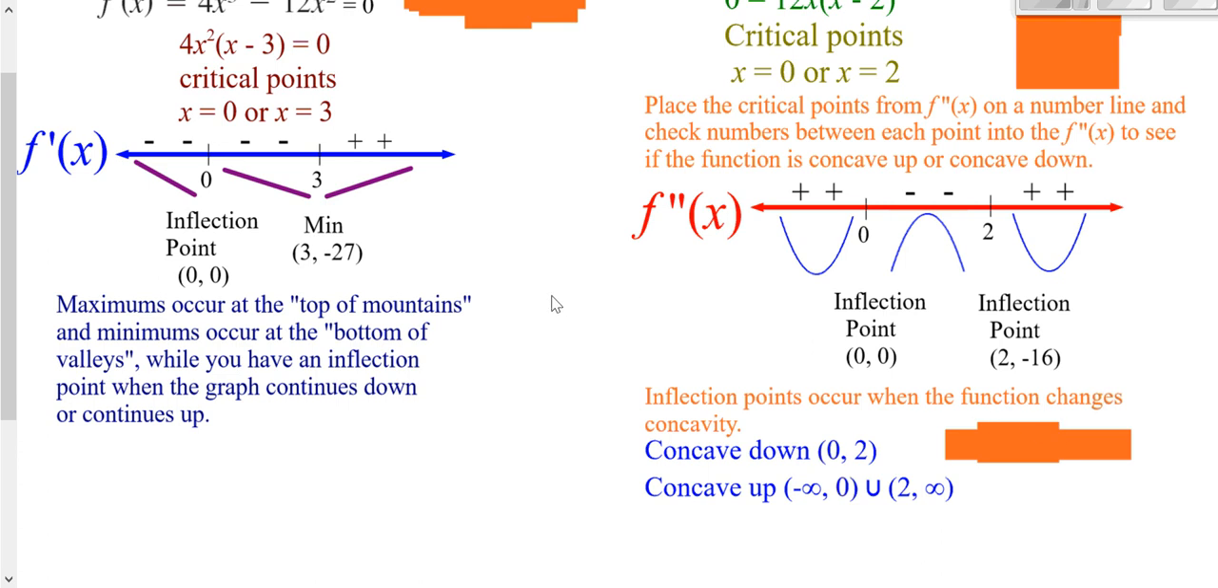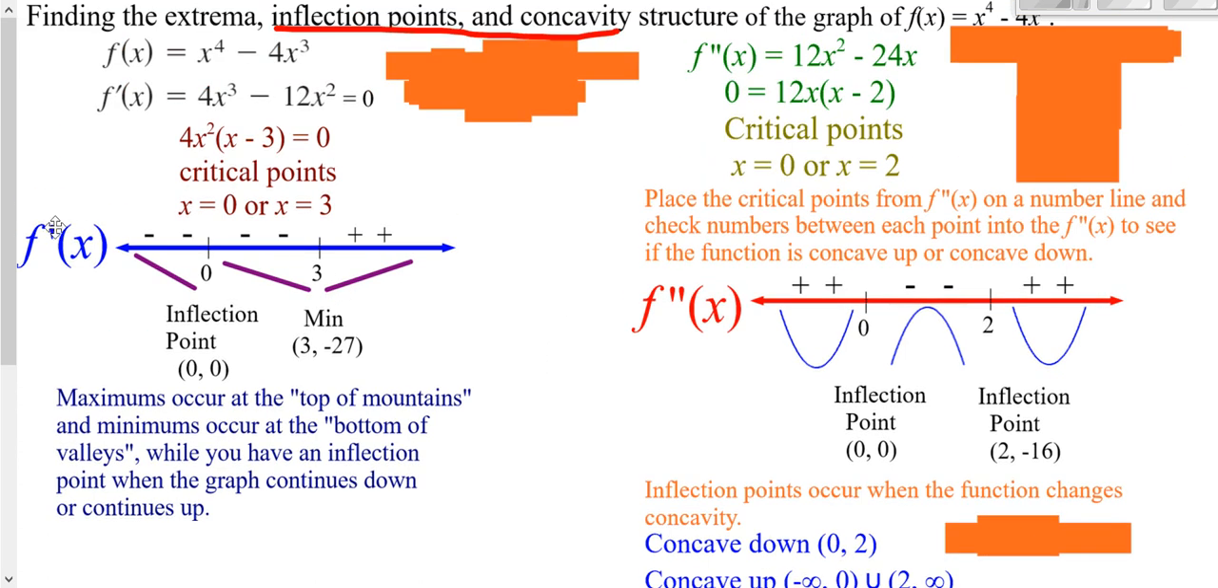So label your number lines, label your derivatives as either first derivative or second derivative. Have your number lines labeled. What's on top relates to your derivative. What's on the bottom describes what's going on with your function on both of these.